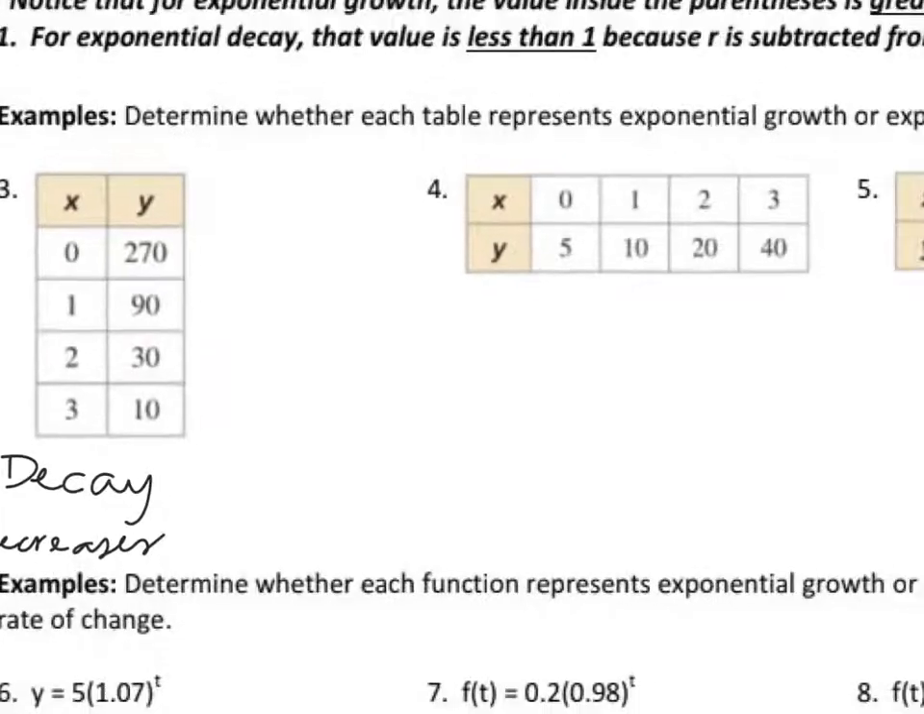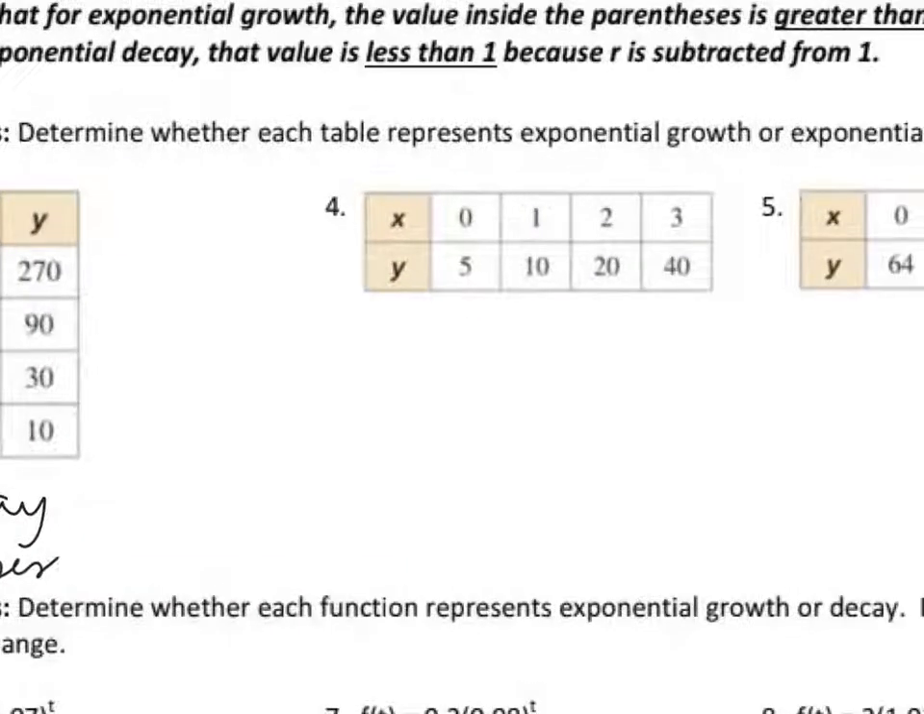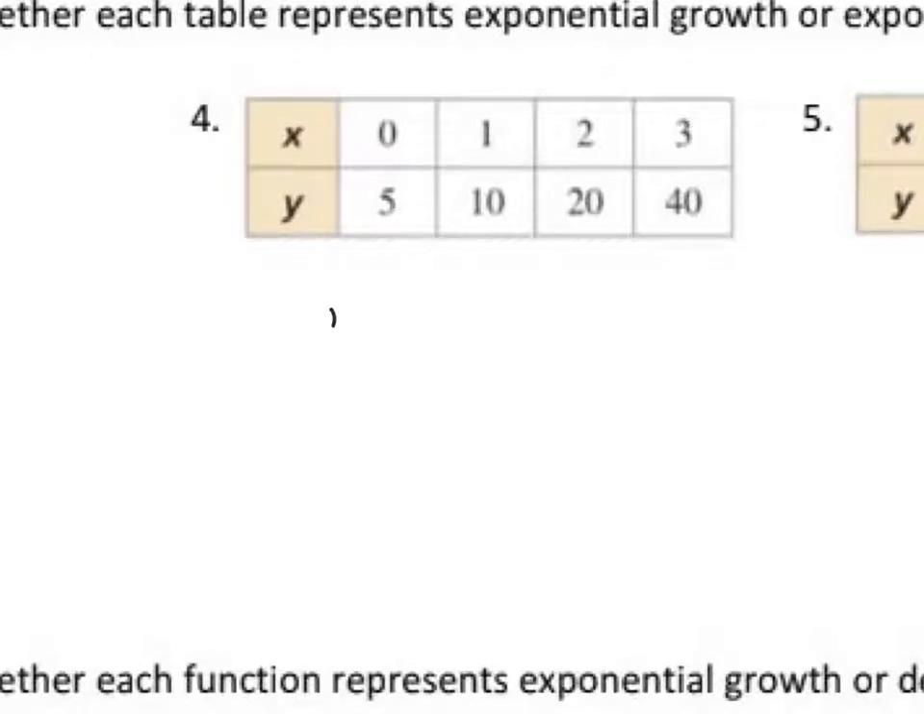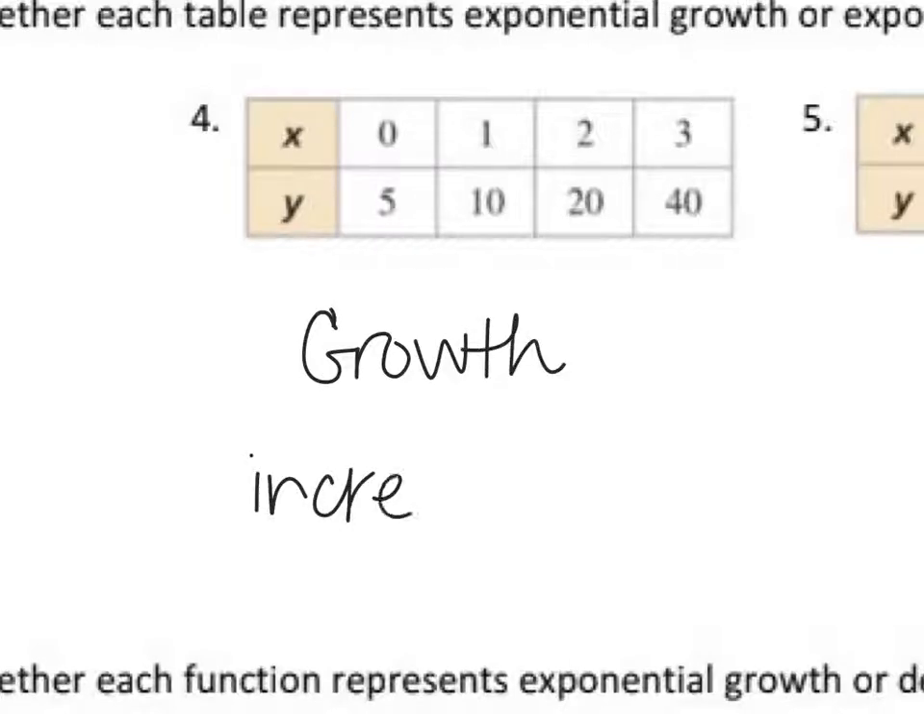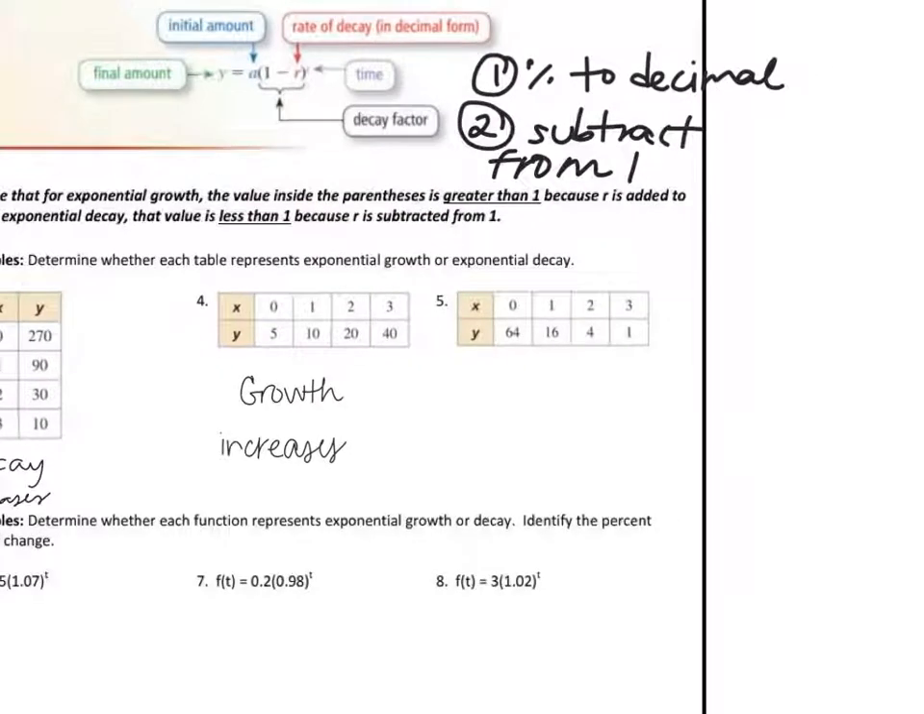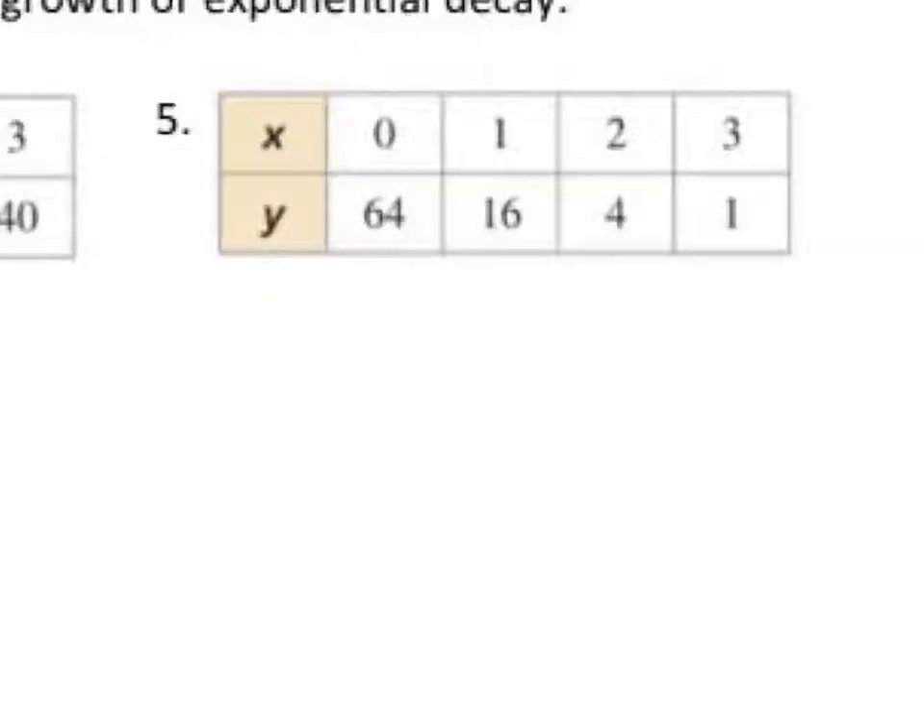Great. Next one, number 4. As x increases, what does y do? Does it grow or decay? Grow. So this is exponential growth, because it increases as x increases. And then the last one, what's it do? Grow or decay? It does decay because it decreases. It's dividing by 4.